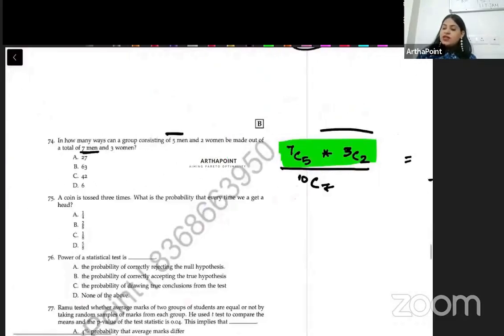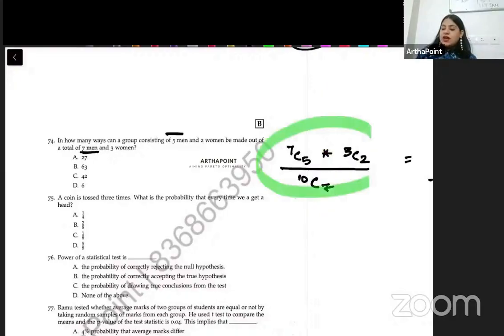Okay, only the numerator tells you the possible number of ways, the favorable ways. But numerator by denominator gives you probability. So if they would have asked you probability, you will find this entirely. And if they ask you how many ways, you will only find the value of the numerator. So the answer will come B.